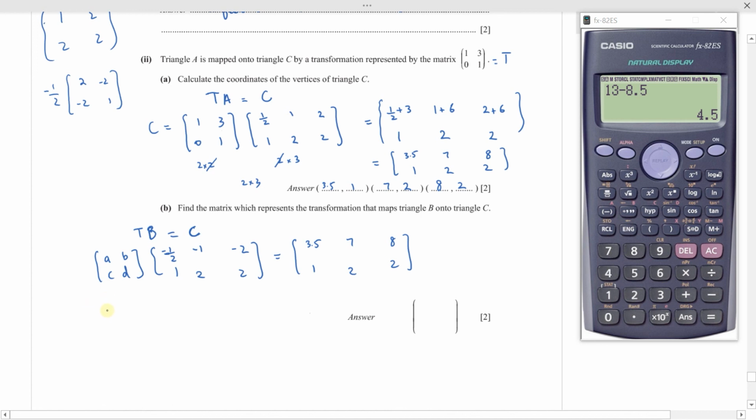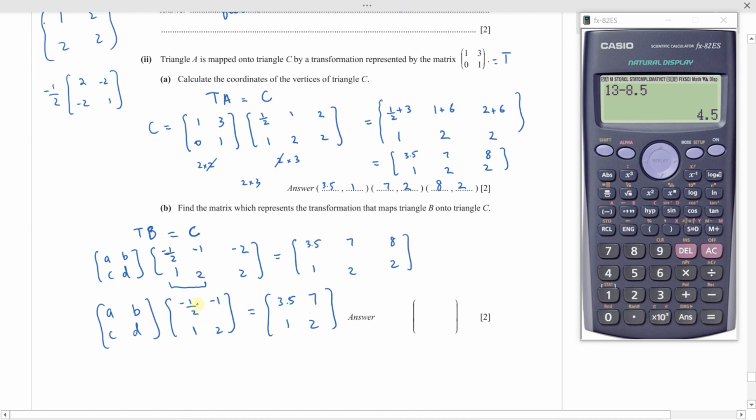So let's take the square matrix out of this rectangular matrix. ABCD is the same. So let's take these two columns. I will multiply this with -1/2, 1, which is one of the vertices. The x coordinate is -1/2, the y coordinate is 1, and the other one is -1, 2. And these two points are mapped onto the two vertices of this triangle C. So -1/2, 1 is mapped to 3.5 and 1. -1 and 2 is mapped onto 7 and 2.